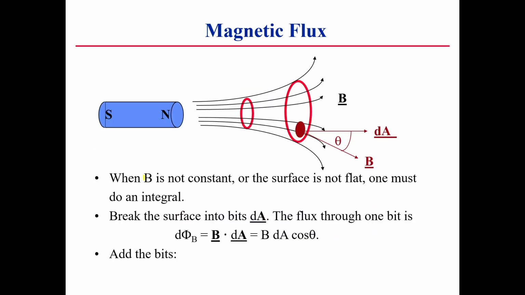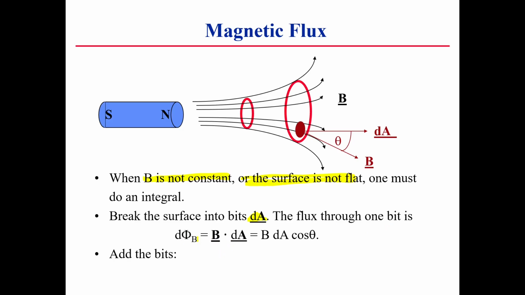When B is not constant, or the surface is not flat, the surface can also be not flat, one must do an integral. Break the surface into bits, small dA, lots of dA. The flux through one bit is B dot dA.